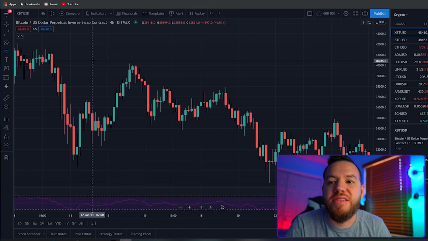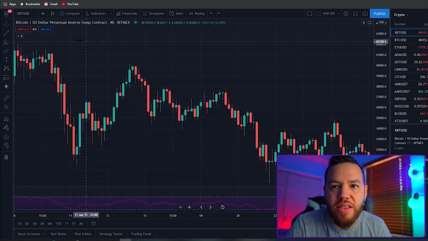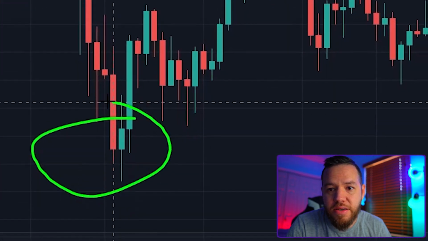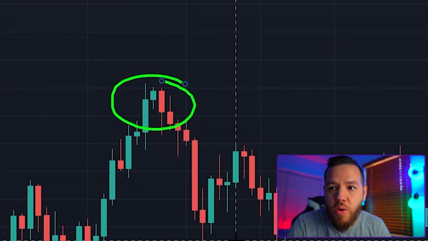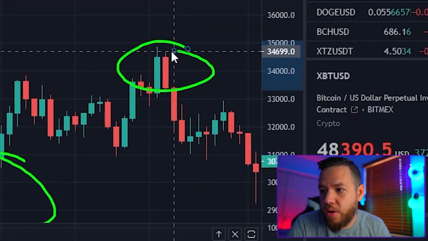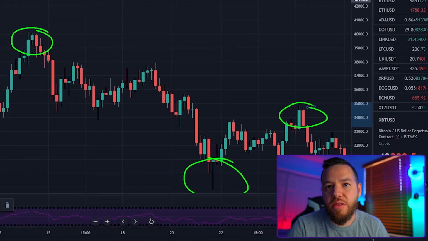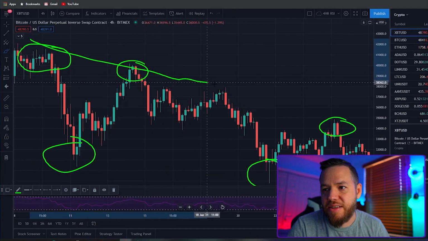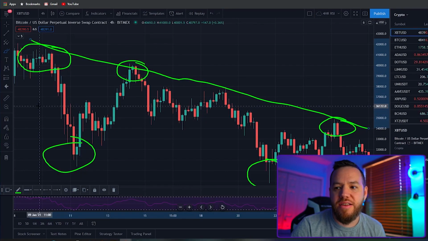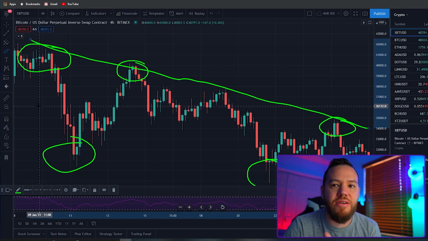So what's the first thing that comes to your mind when you look at this chart? You're seeing a high, then you're seeing a low, then you're seeing a lower high, a lower low, a lower high, right? So then you start connecting the dots and it's basically a downtrend. So obviously in your mind, you're thinking this is a bearish chart.